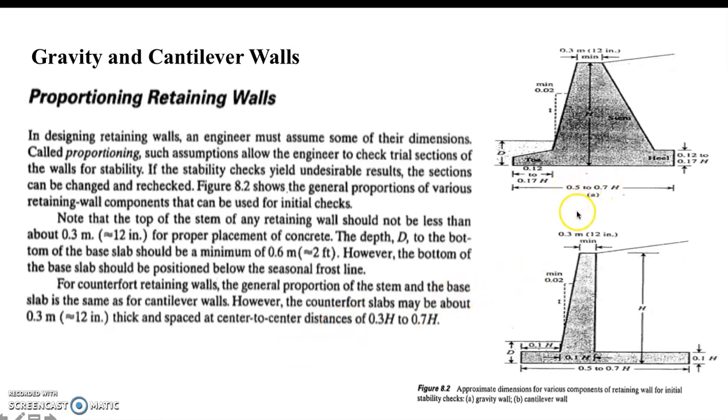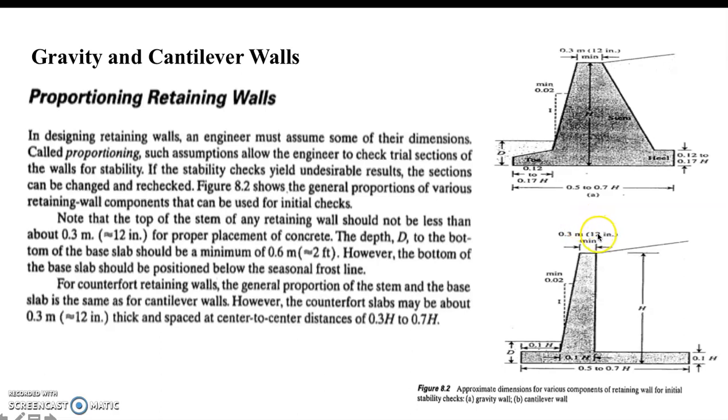This is a figure which illustrates the different dimensions that are suggested for the proportioning of retaining walls. This figure is for the gravity wall, and this one is a cantilever wall. So we have here the suggested dimensions for the gravity wall and the cantilever wall. This is an assumption of the dimensions of the gravity wall and the cantilever wall, and that assumption is what we call proportioning. And through assumption, you can check the stability by trial section of the wall.